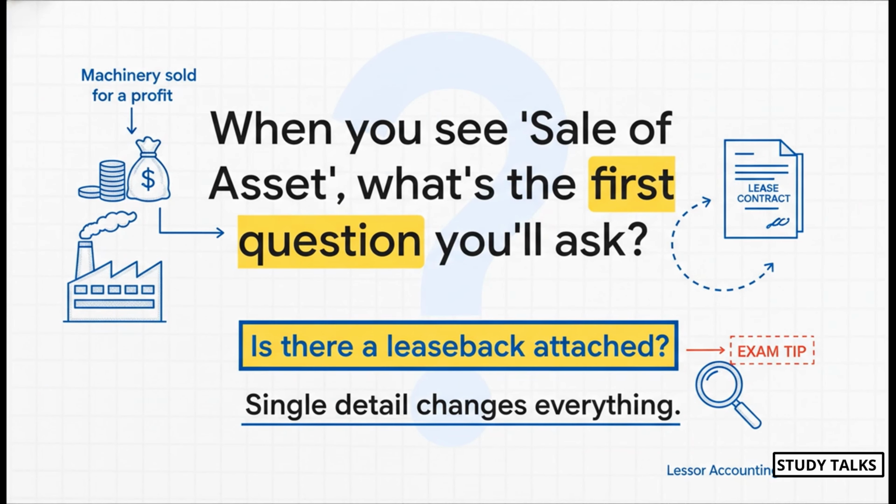So let's wrap this up by going back to the beginning. You're sitting in the exam hall, you read a line that says, an asset was sold for a profit. What's the very first question that should now fire off in your mind? It should be, wait a minute, was there a leaseback? Because now you know that one little detail changes absolutely everything.